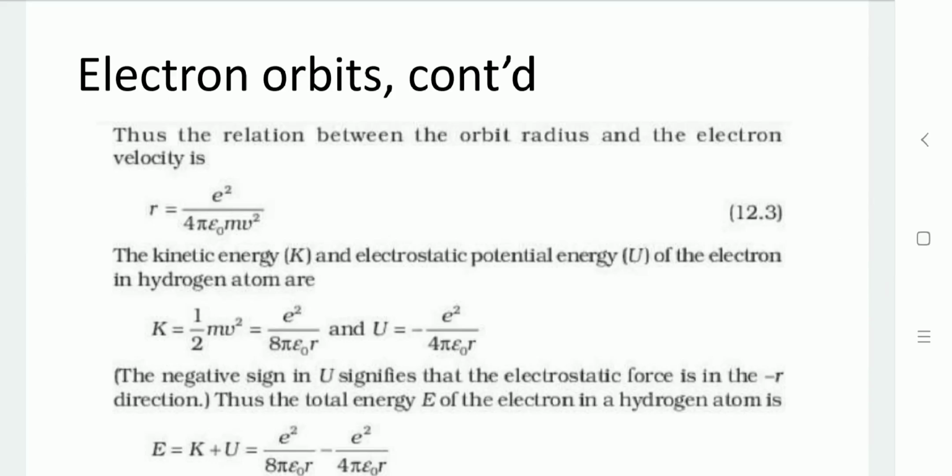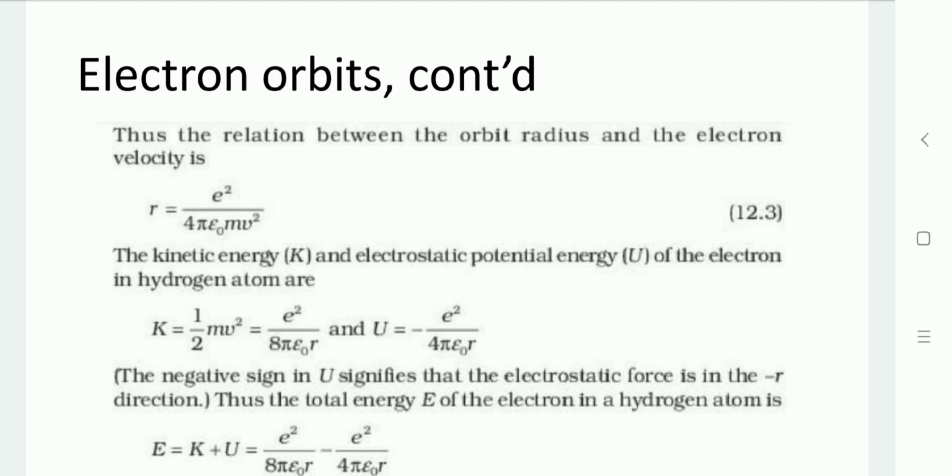Here K is the kinetic energy, and if we define U as the electrostatic potential energy of the electron, then K equals 1/2 mv square. So from the above equation, if we substitute mv square, we get 1/2 mv square equal to e square by 8 pi epsilon 0 r, and the potential energy would be equal to minus e square by 4 pi epsilon 0 r. Here the negative sign defines that the electrostatic potential is available at distance r.